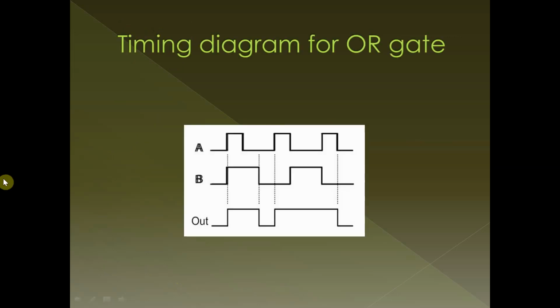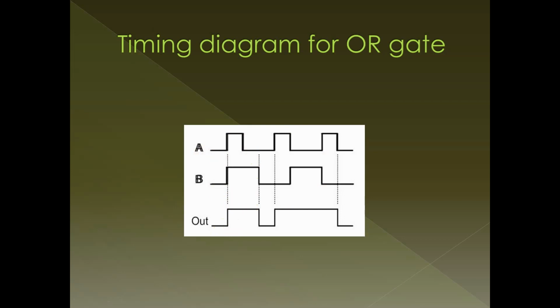Now, this is the timing diagram that can be drawn for an OR gate. Low signal, we get an output as again low signal. High signal, again high signal. Low and high constitutes again high. So, this is how we can proceed with drawing a timing diagram for OR gate.